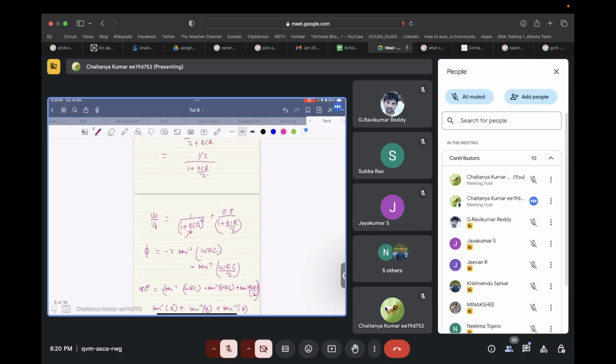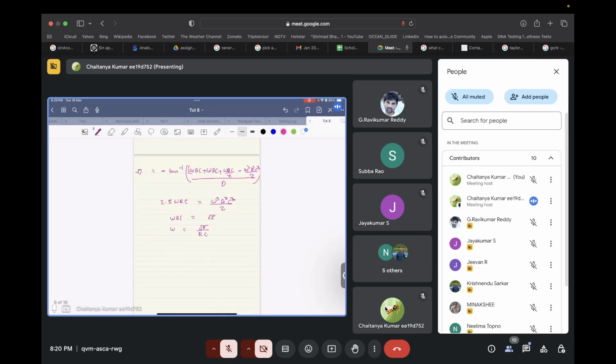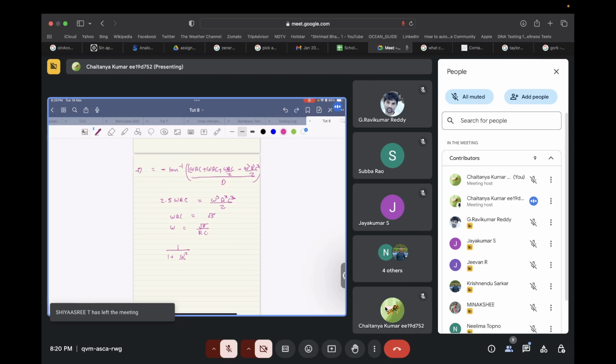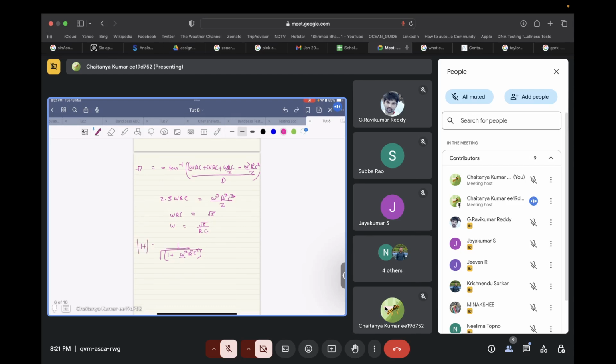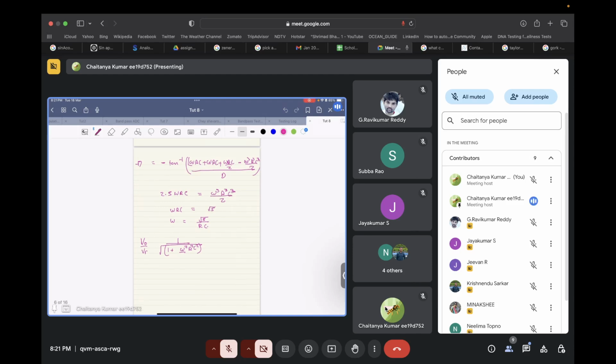So let's circle back to the magnitude response. 1 upon 1 plus omega square r square c square, whole square, times 0.5 divided by square root of 1 plus omega square r square c square by 4. This is the magnitude response of VF by VI.